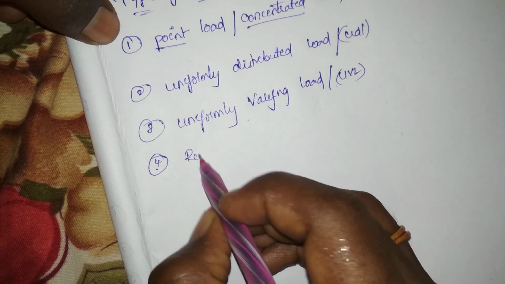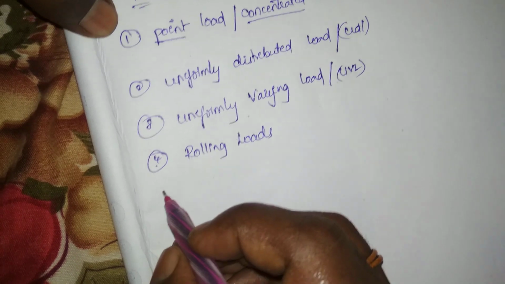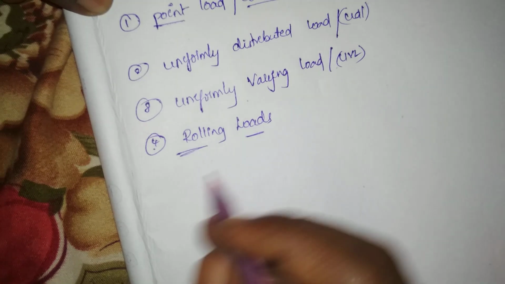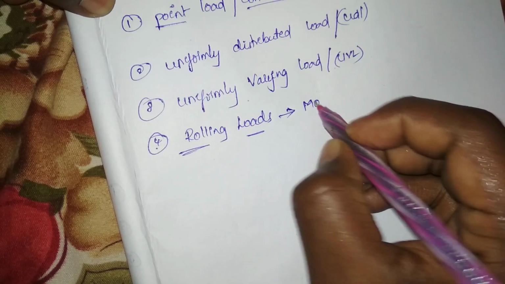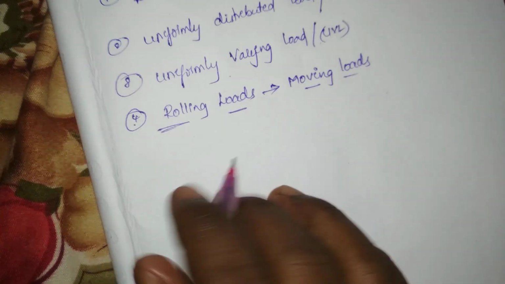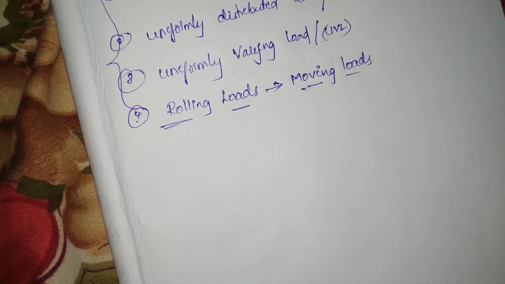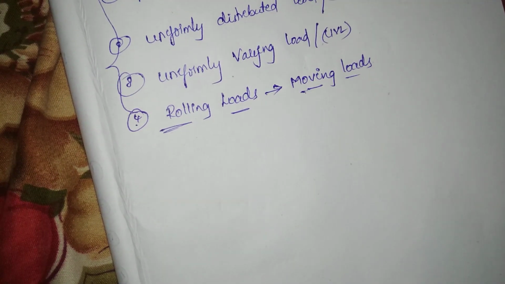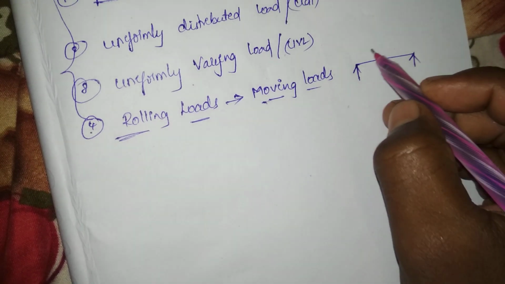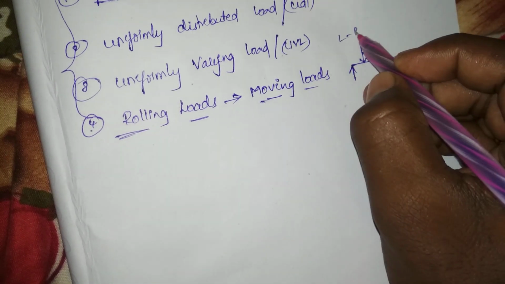And one more thing, there are rolling loads. This can be found in the next video. Rolling loads means moving loads. These are the static loads, which are at rest, but this is moving over the beam. Such as this is a simply supported beam, and the load moves from left to right.